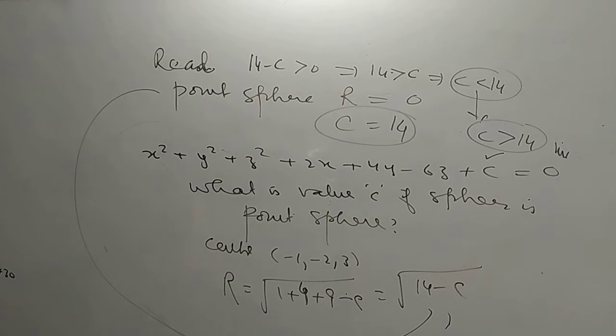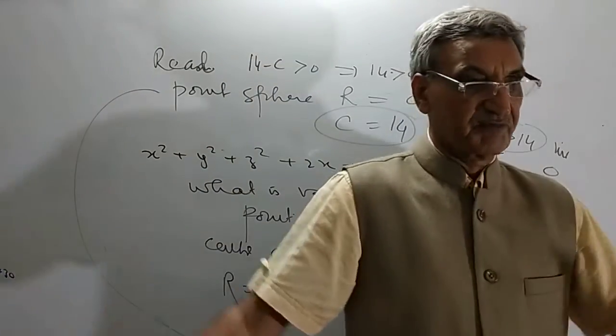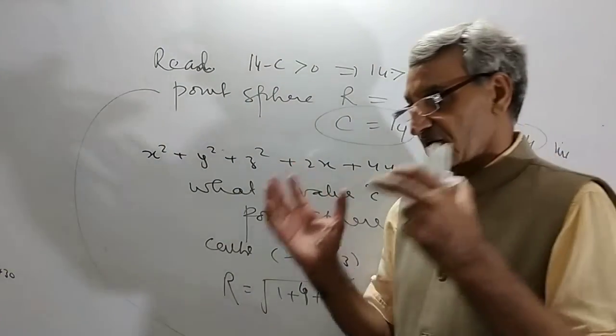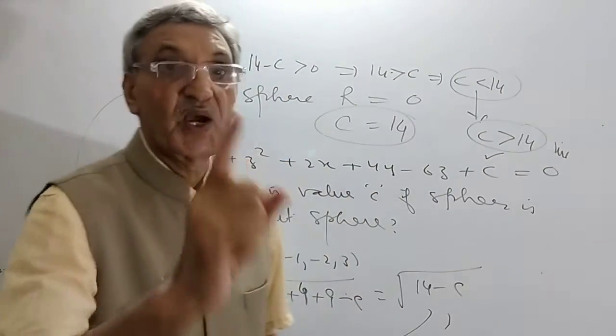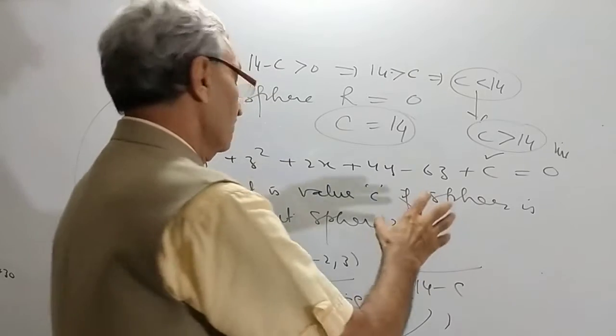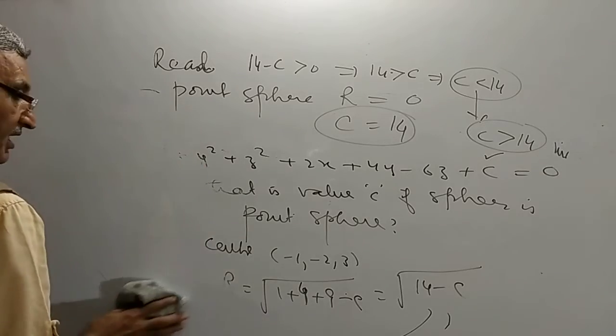This question is very important from the point of view of the examination, how a sphere has to be a point sphere, a real sphere, or an imaginary sphere, depending on the radius. If the radius is equal to 0, it is a point sphere, if it is positive, it is a real sphere, and if it is negative, it is an imaginary sphere. Very important question to know the concept. This is now the last question of the sphere for NDA.